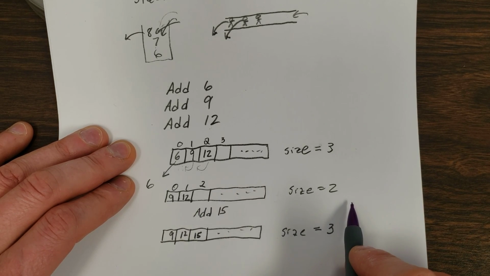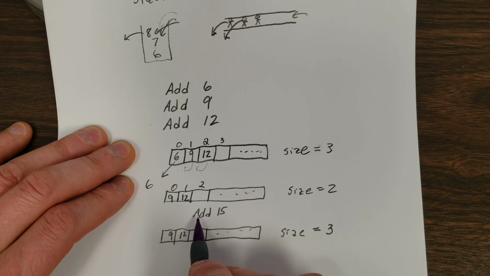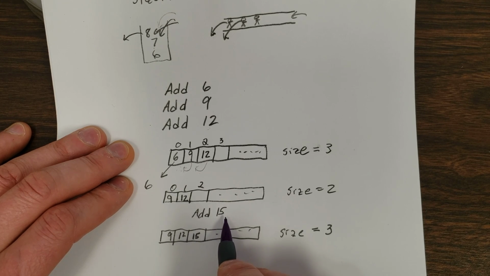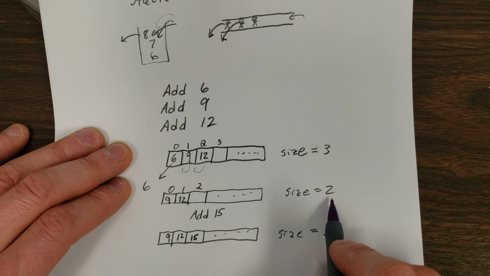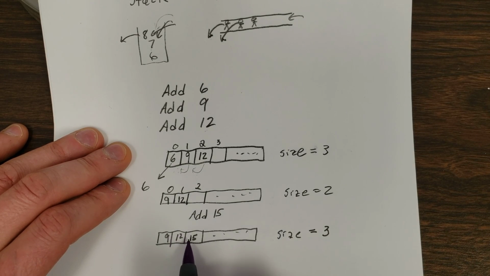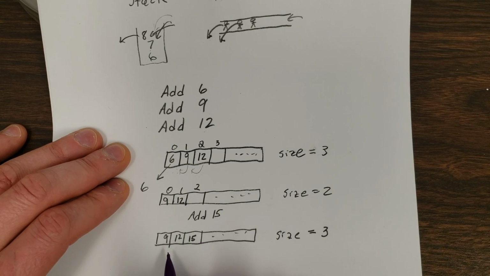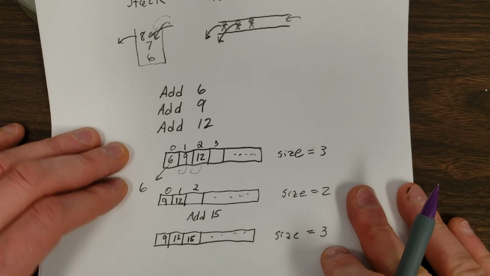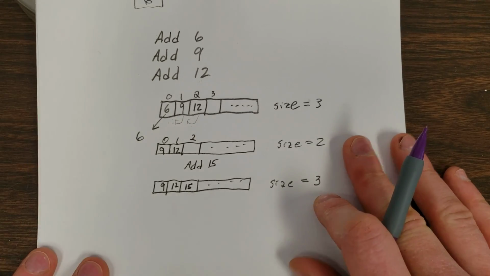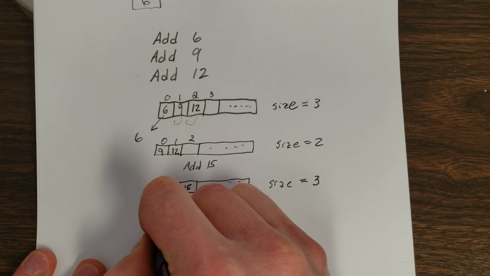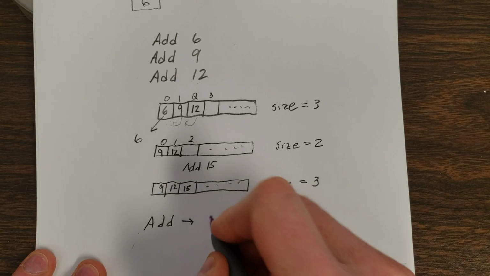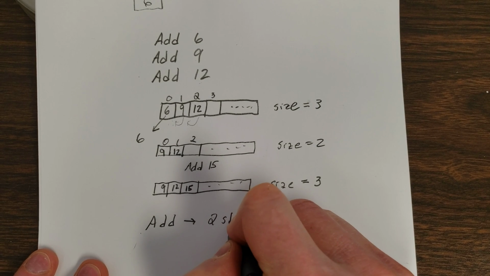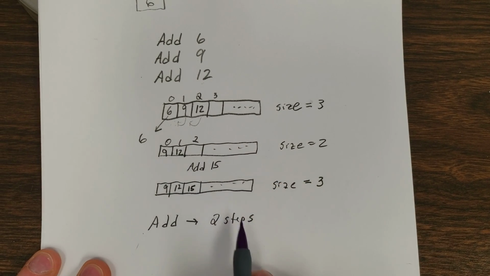So when the size is equal to 2 and we add 15, all we need to do is write the value 15 to the array spot 2 and then increment size. So when we do that, adding is relatively easy. Now realize that adding takes 2 steps.